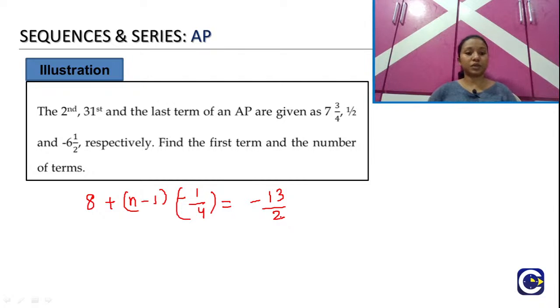So simplify this equation and let me know the n value here. So far no one has given any answer. So if you guys require more time, please let me know.